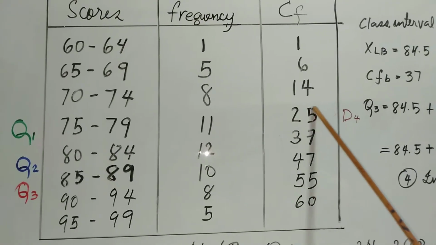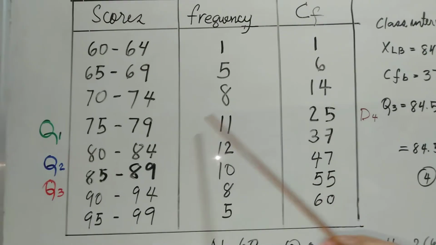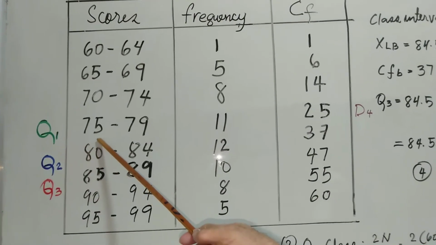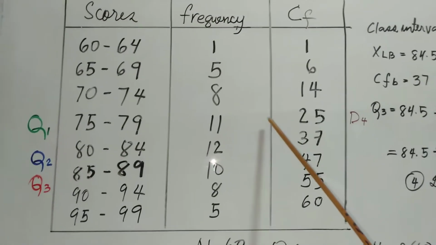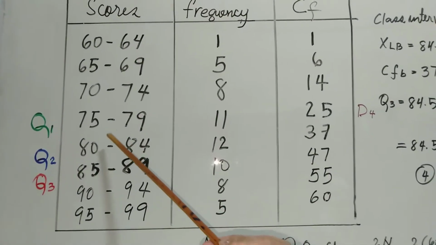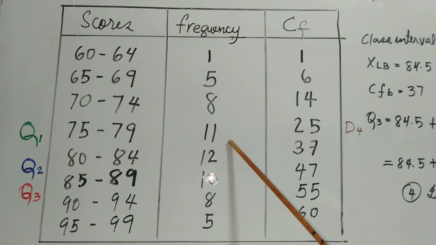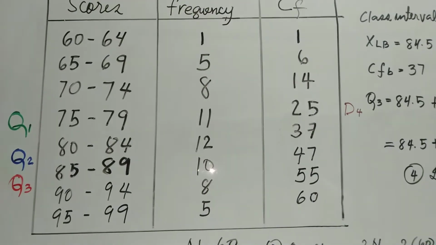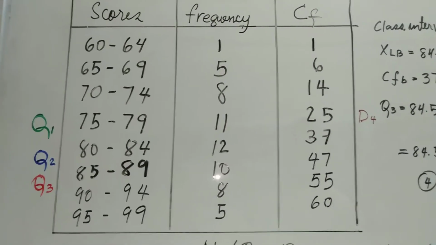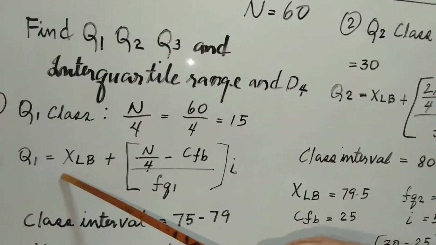So we're going to use this row here, the fourth row. For the scores, we're going to use 75 to 79. Frequency, we're going to use 11. And the cumulative frequency is 25. So we're going to make use of the first quartile formula.